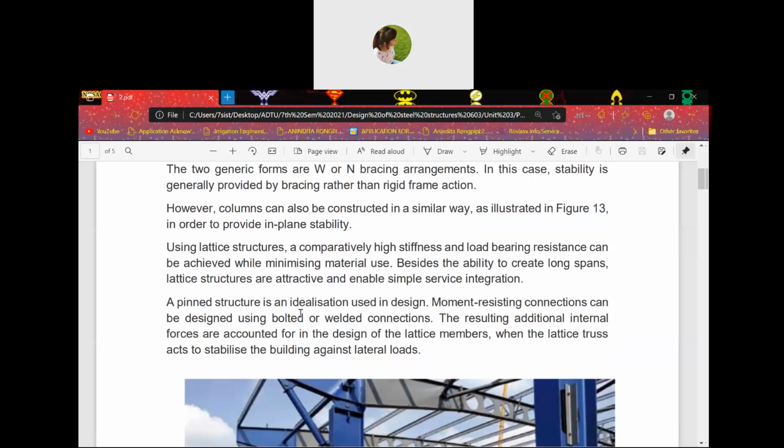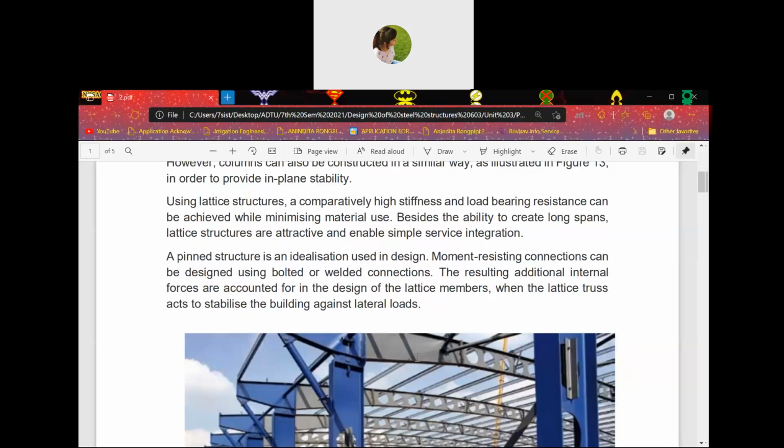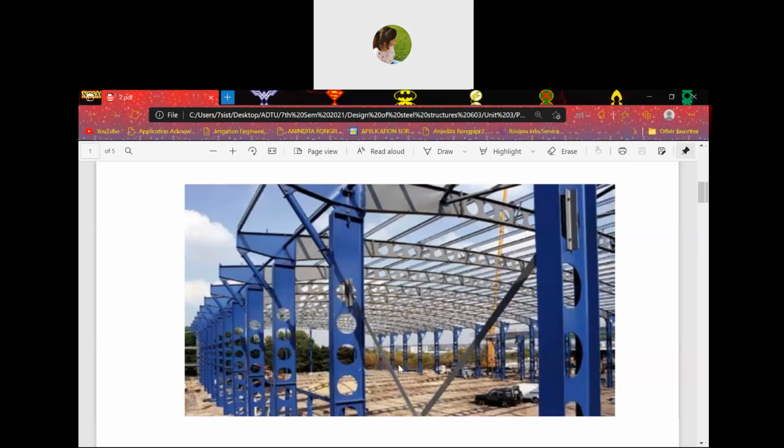A pin structure is an idealization used in design. Moment resisting connections can be designed using bolted or welded connections. The resulting additional internal forces are accounted for in the design of the lattice members, where the lattice truss acts to stabilize the building against lateral loads.